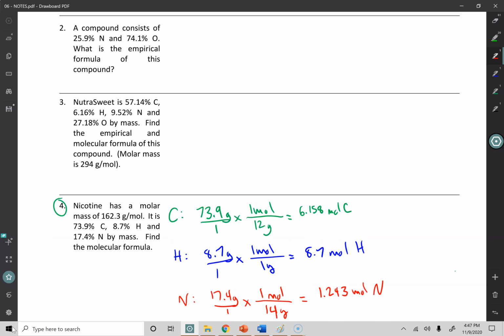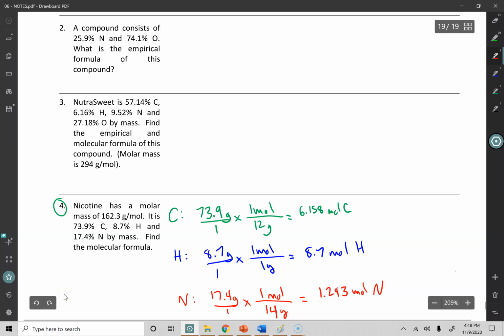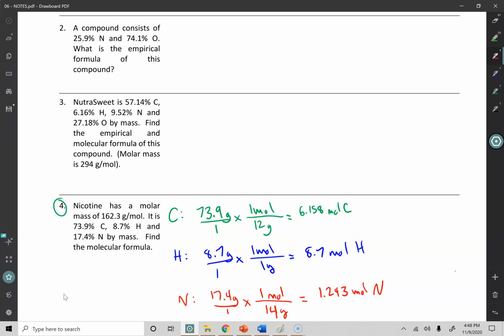Okay. Now, you've probably seen enough chemical formulas by this point to know that I can't have subscripts with decimal points, but I need to keep this ratio constant. So in order to do that, I'm going to take all 3 of these mole values for carbon, hydrogen, and nitrogen, and divide by the smallest one to set up a 1 to something ratio. 1.243 is the smallest, so I'm going to divide all my numbers by that.